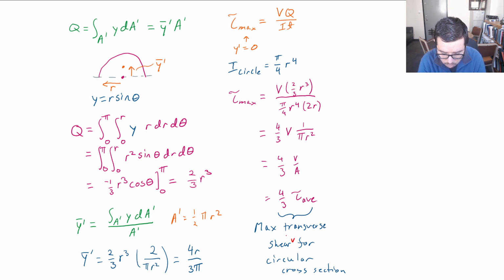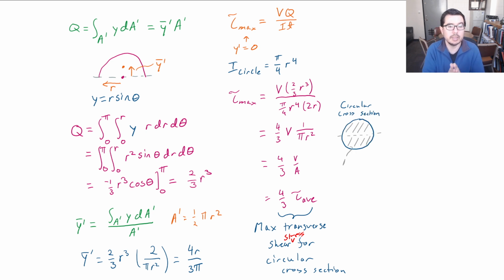Okay, so this is another potentially useful formula to keep in mind, and maybe write on a formula sheet somewhere. So to recap this derivation, for a circular cross section, there's going to be a profile of transverse shear stress, and the maximum happens at the neutral axis and is 4/3 times the average shear stress.